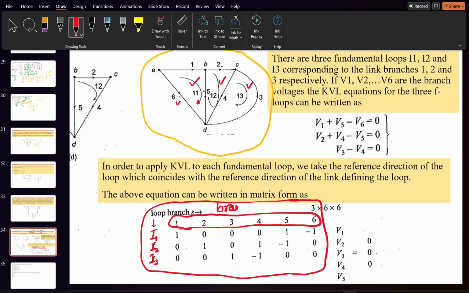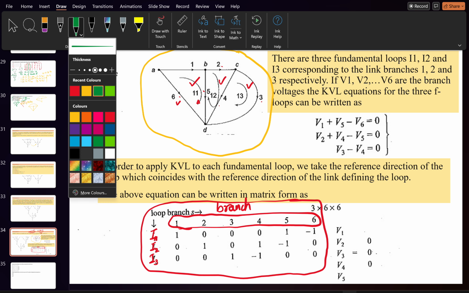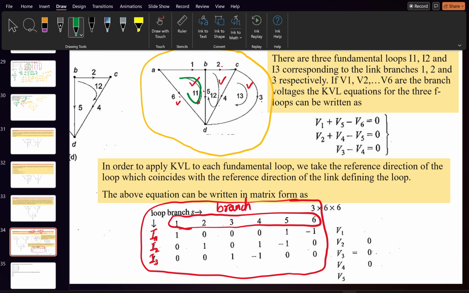And now you have to take the loop. Suppose I am taking the loop I1. So how is I1 flowing? I1 is flowing like this. So this is the orientation. If you see the branch orientation of one, the loop is being formed like this. So this is actually the loop of this.